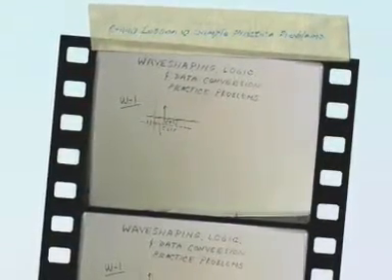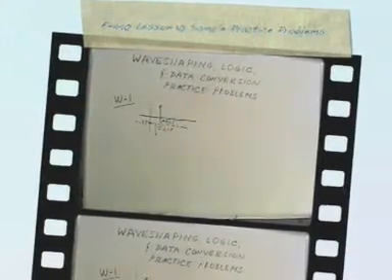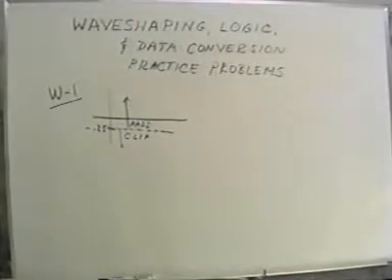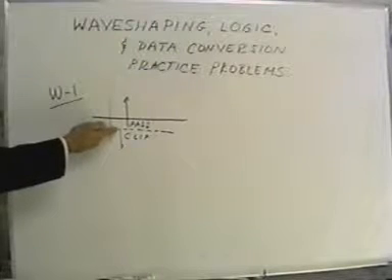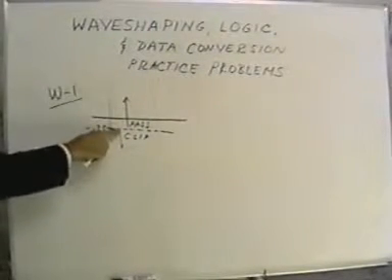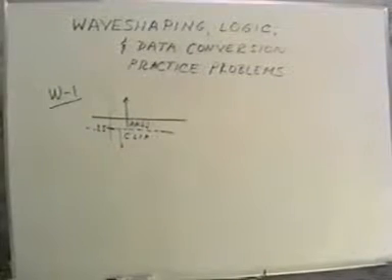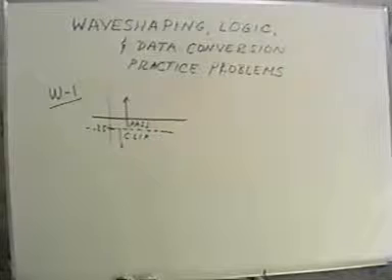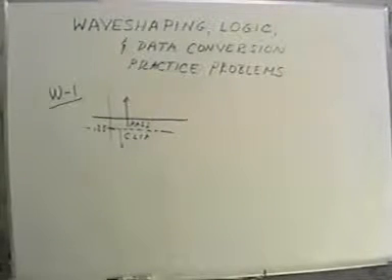In problem number 1, we'd like to design a clipping circuit which will pass voltages above minus 0.25 volts. So any voltage that's above minus 0.25 will pass. Anything below minus 0.25 will be clipped. And we're supposed to use a precision diode circuit. There are two parts to this problem.